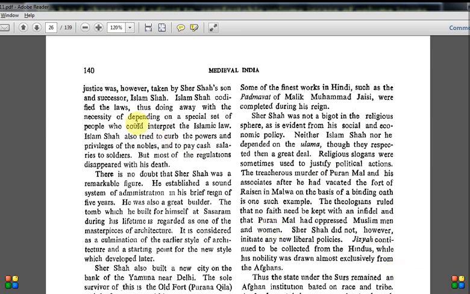So Islam Shah, after Sher Shah, tried changing some things. Cash salaries were now made mandatory for soldiers, and Islamic law was being stressed. So these kinds of things are there. It's not like a proper secular thing or something.